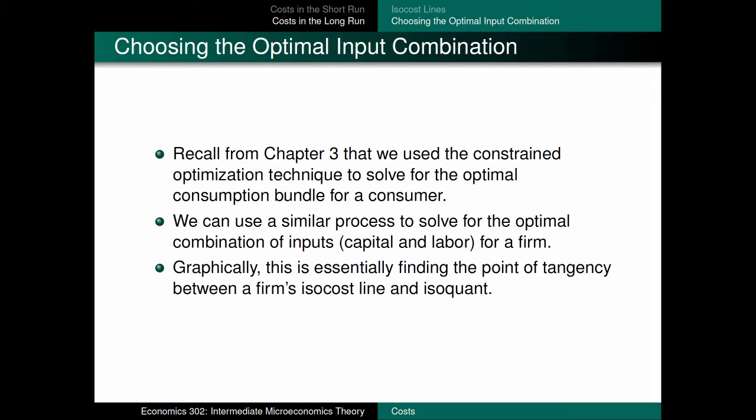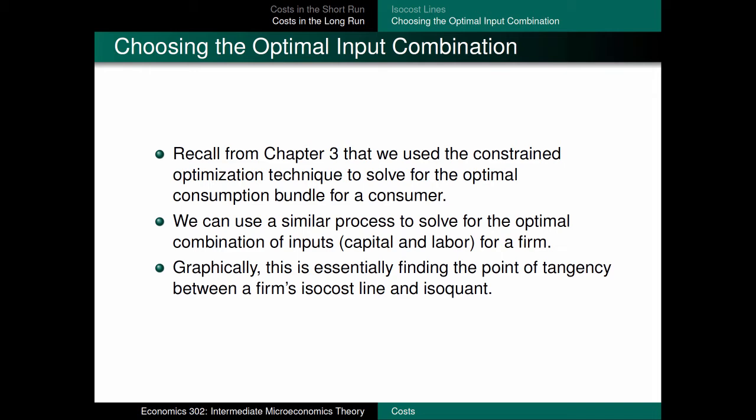Graphically, we found that the optimal consumption bundle is where the indifference curve is tangent to the budget line. At this point, the slope of the indifference curve, which we called the marginal rate of substitution, is equal to the slope of the budget line, which was the negative value of the ratio of the price of good X to the price of good Y.